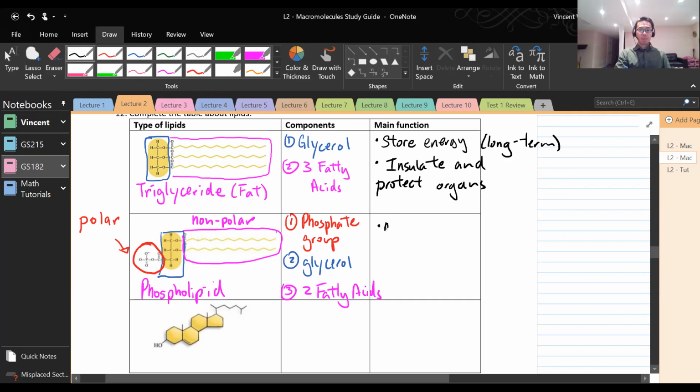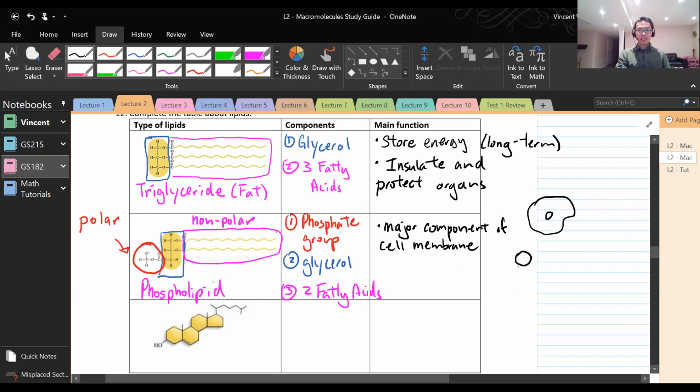Phospholipids, they are the major component of cell membrane. Again, here's your cell with a nucleus. The membrane is what surrounds the cell. It separates the living stuff on the inside and the non-living environment on the outside. So this cell membrane is primarily made up of phospholipids.